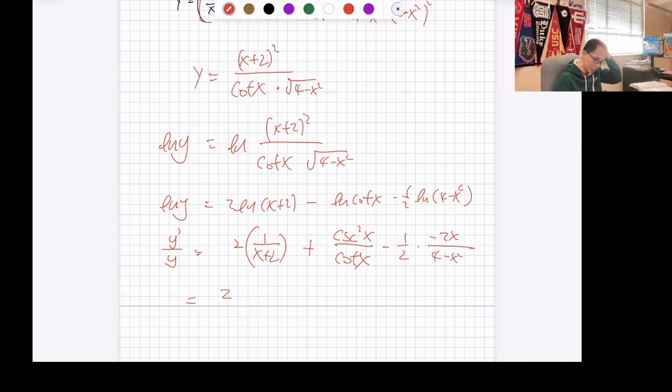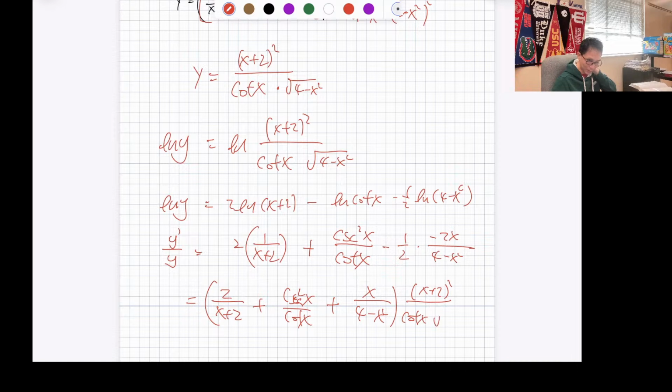So the answer is 2 over x plus 2, I got that, plus cosecant squared of x over cotangent of x, plus x over 4 minus x squared, times (x plus 2) squared over cotangent of x times the square root of 4 minus x squared. But this whole thing has to be in a bracket.